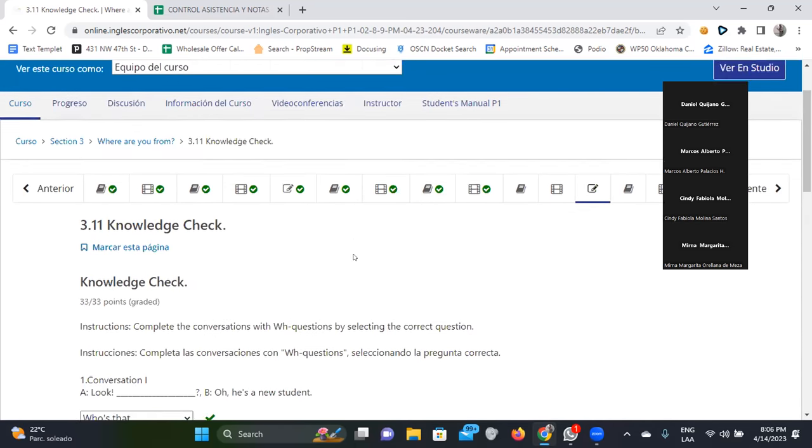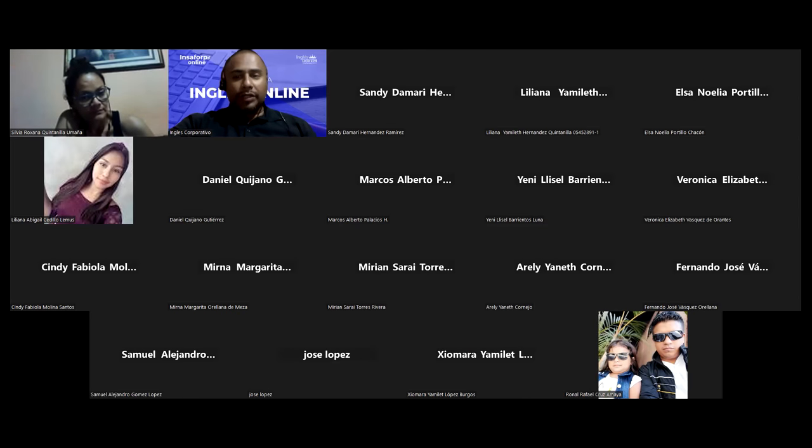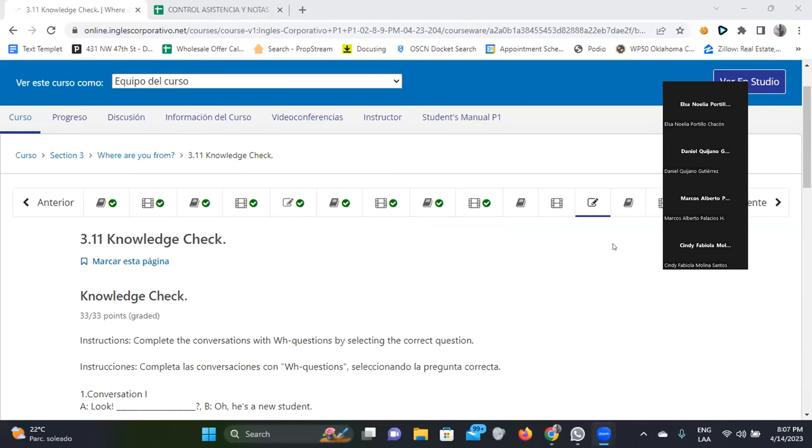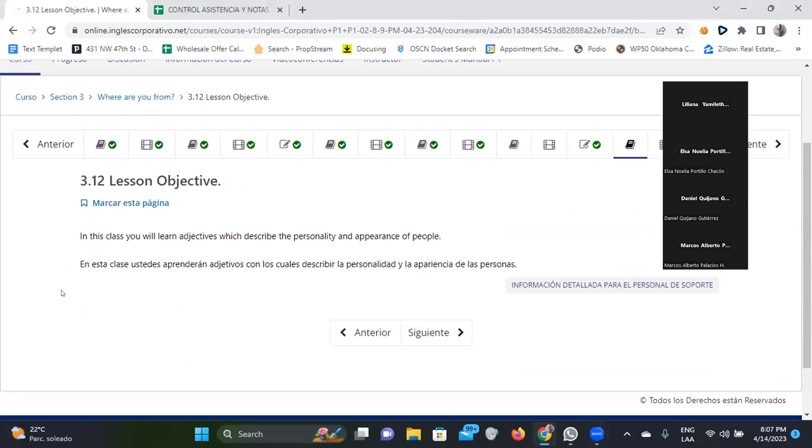Any questions in regards to this activity? Nobody? Okay. Now, what we're going to do is take a look at the following section, section 3.12. In this class, you will learn adjectives which describe the personality and appearance of people. En esta clase, ustedes aprenderán adjetivos con los cuales describir la personalidad y la apariencia de las personas.